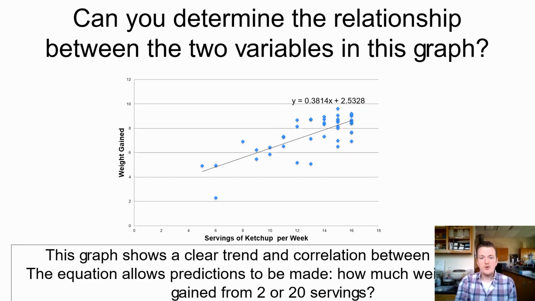And so here, we can see when you plot the servings of ketchup, the independent variable, the variable that was manipulated, on the x-axis, and then you put the weight gained, or the dependent variable, on the y-axis, you can see the relationship between how much ketchup was eaten and the weight gained. With this equation, if you remember y equals mx plus b, you can actually calculate, if I have 2 servings of ketchup per week, how much weight can I expect to gain? So this is the kind of graph that you'll need to make to actually see the relationship between these variables.